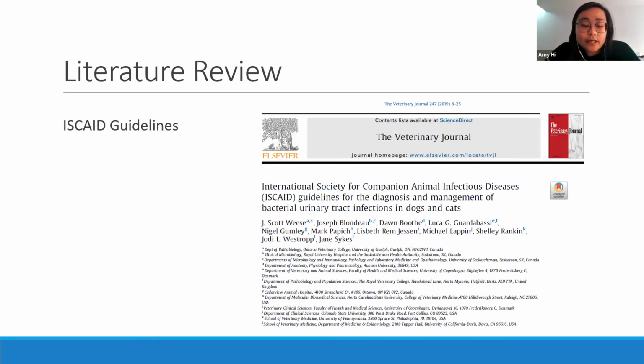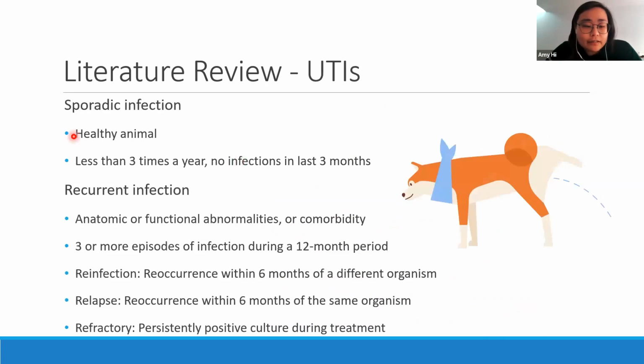Now, moving on to urinary tract disease. Most of these definitions would be taken from the International Society of Companion Animal Infectious Diseases Guideline, or ISCAID, and this was published in 2019. And so there are two different types of urinary tract infections. Sporadic infections involve healthy animals with no underlying systemic, anatomic, neurologic, or functional problem. These cases are not recurrent and occur less than 3 times per year. And also they should not have had an infection in the last 3 months.